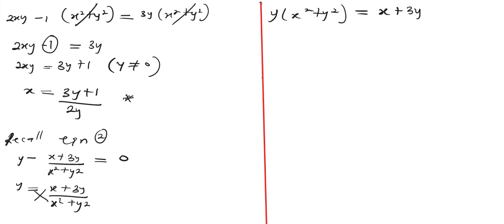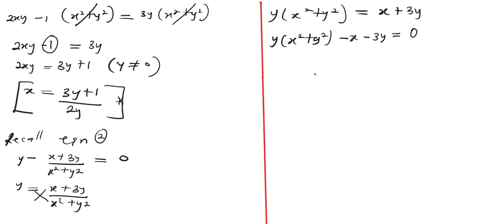Okay, so this can be written as y into (x squared plus y squared). If we take the whole of this over to this side, we are going to have minus x minus 3y equals 0. Okay, so now that we have this equation, the next step is for us to substitute the value of x into this equation. Wherever we have x here, we are going to insert (3y plus 1) divided by 2y. Okay, so let's go ahead and do that.